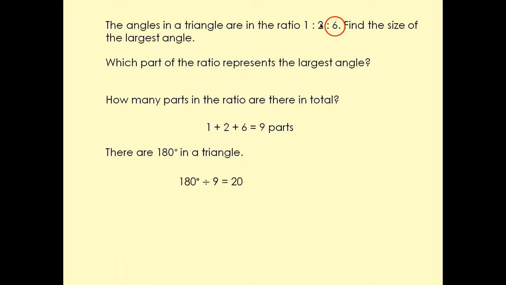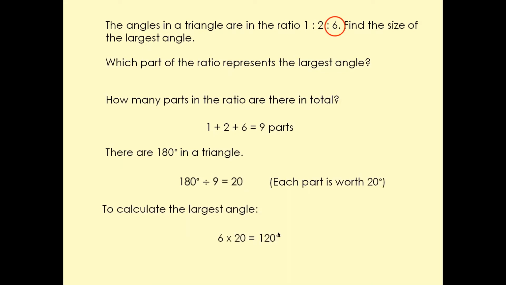And 2 parts, you times 20 by 2. So 2 parts are going to be 40 degrees. And if you want to find 6 parts, then times 6 by 20. And that's going to be your 120 degrees. In this case, they have asked you to find only the largest angle, but in exam, it is quite possible that they will ask you to find every single angle there.